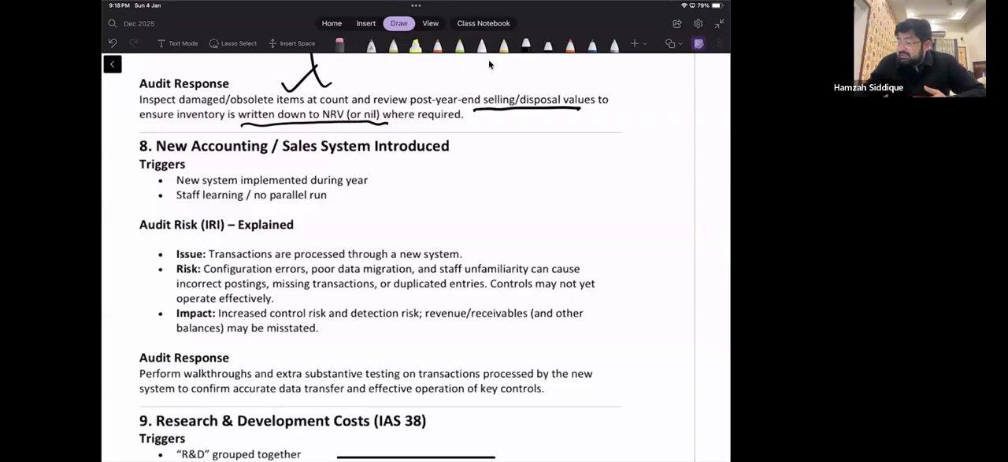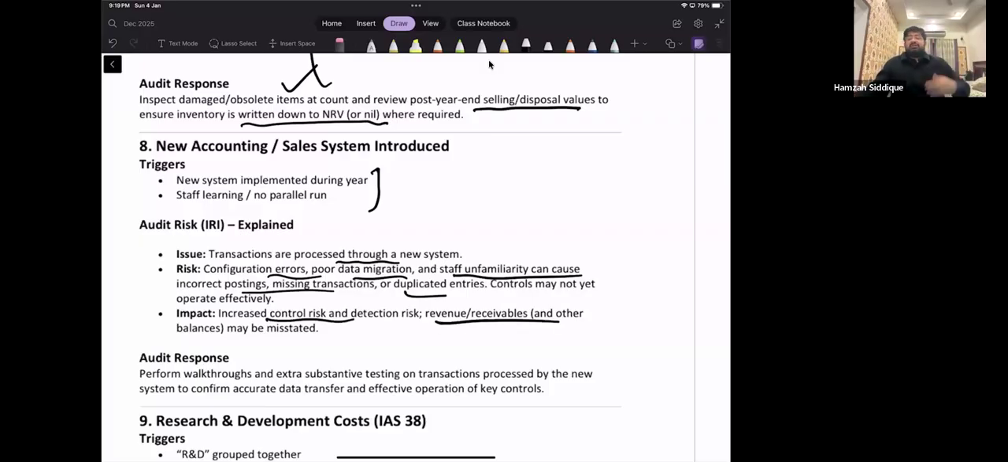So students, these are the facts from the case you will find. So issue: transactions are processed in the new system. Configuration, data migration, staff may not be well trained, incorrect posting, duplicate entries, controls may not be appropriate. So control risk is there. And detection risk for so many items may also be there. So many items of financial statements may be misstated.